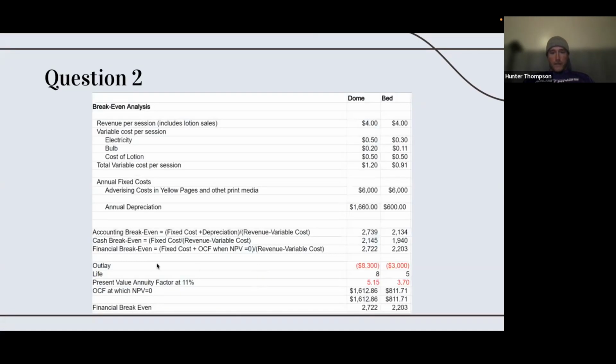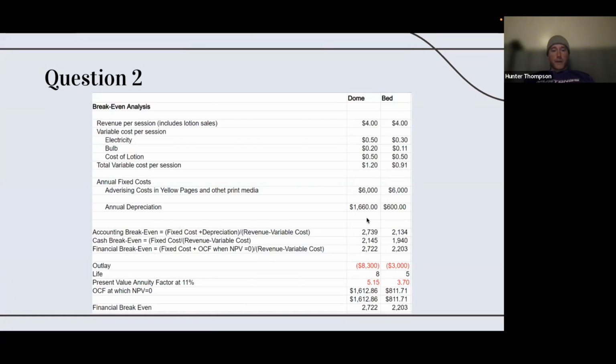And then for outlay, like we looked at, we have 8,300 and then 3,000 for the bed. The life, like we looked at, was 8 years and 5 years. Present value annuity factor at 11%, we have 515 and 370. And then the operating cash flows at which NPV would equal zero, we see $1,612.86, $811.71 for the bed.